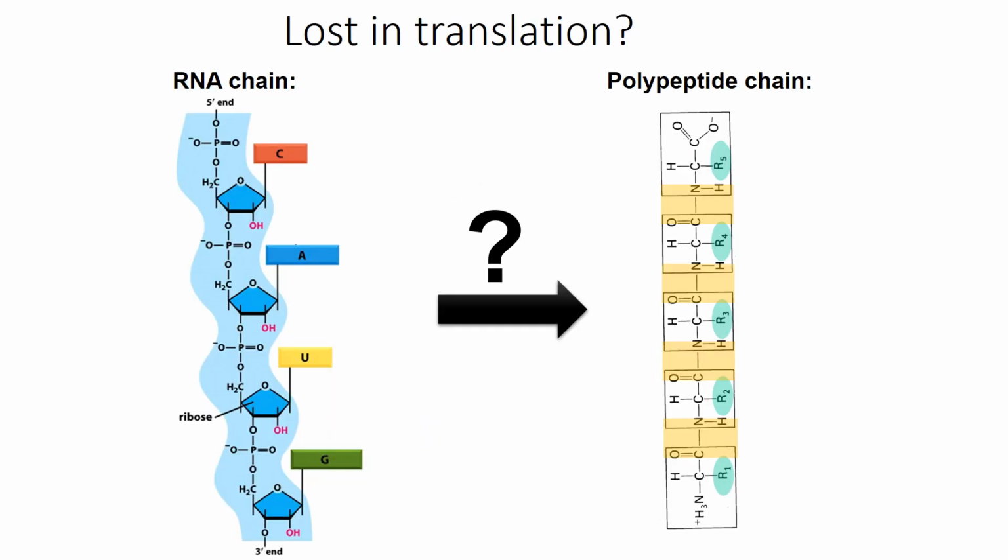Now to the non-trivial question. On the left, we have our RNA chain that has been formed by a phosphodiester bond, and we have 4 different letters. These somehow get translated into a polypeptide chain with a peptide bond, but 20 different letters. So now the big question is, how does nature accomplish this huge change in molecular language?